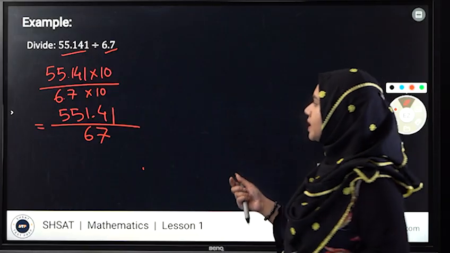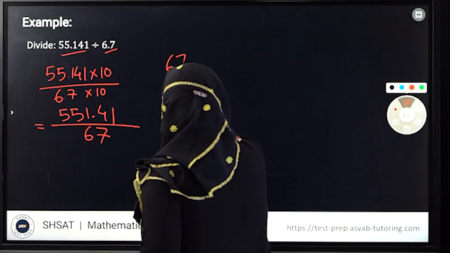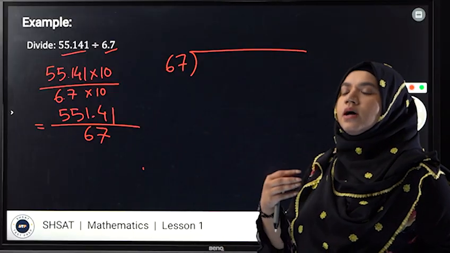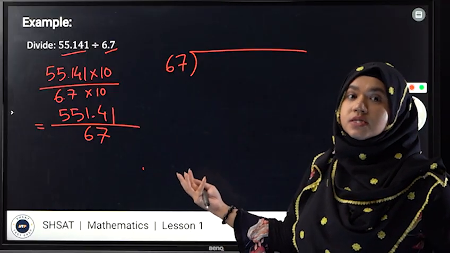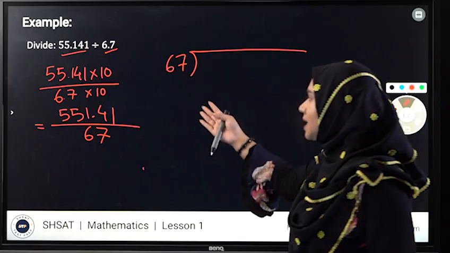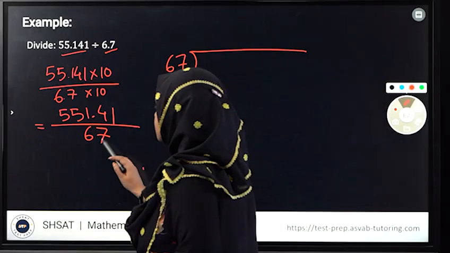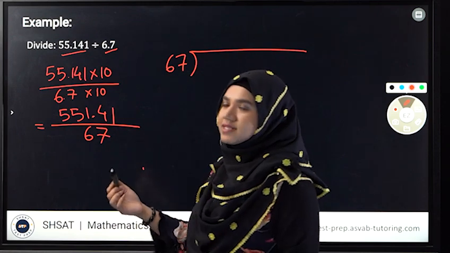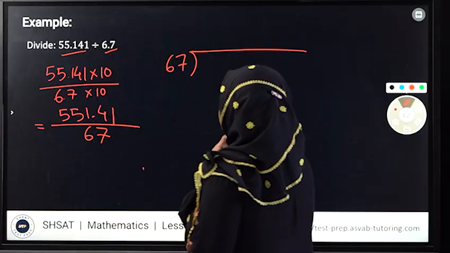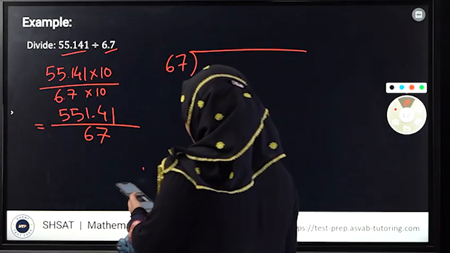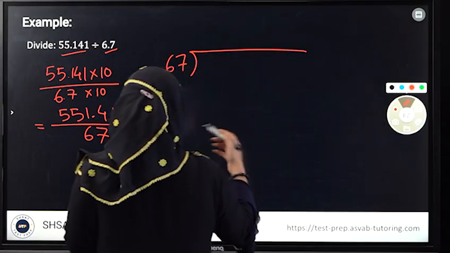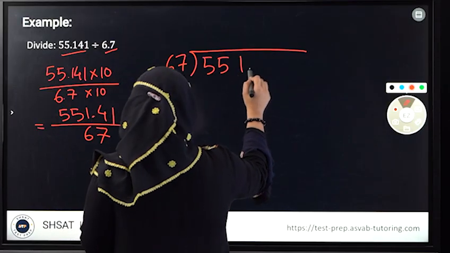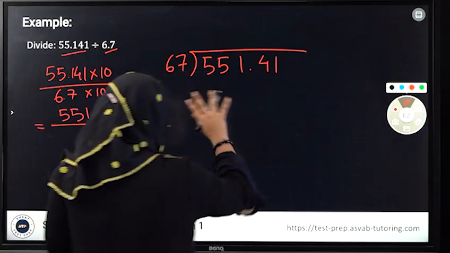However, now what we can do is divide in the usual format. So I've shown you 2 ways. One, to remove all of the decimals and do it with the basic integer format. Another, to remove only the decimal point from the number that we're dividing with, as in the divisor. Just try to remove the decimal from the divisor that's already there.